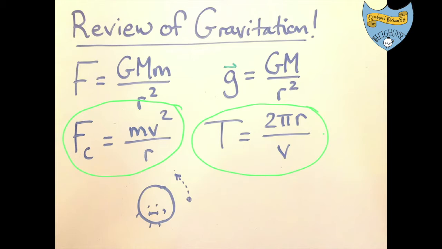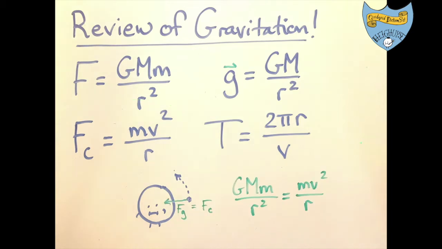How fast is something moving when it's in orbit? Well, the force that holds something in an orbit is the force of gravity. If it's moving in a circle, then we can set the gravitational force equal to the centripetal force, which is this bit right here.